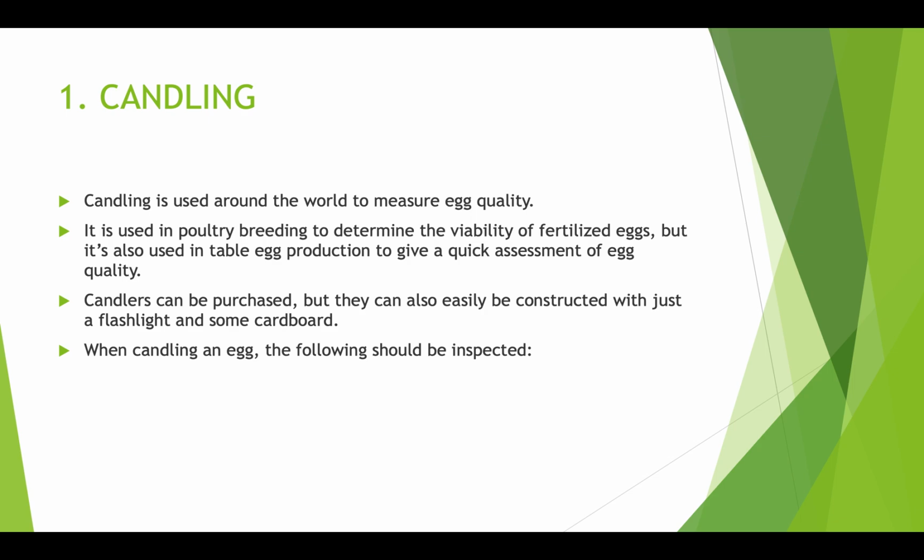Candling is used around the world to measure egg quality. It is used in poultry breeding to determine the viability of fertilized eggs, but it's also used in table egg production to give a quick assessment of egg quality. Candlers can be purchased, but they can also easily be constructed with just a flashlight and some cardboard.